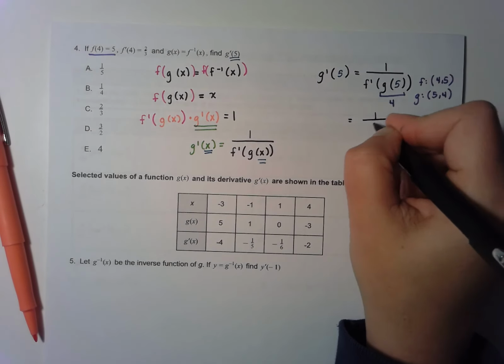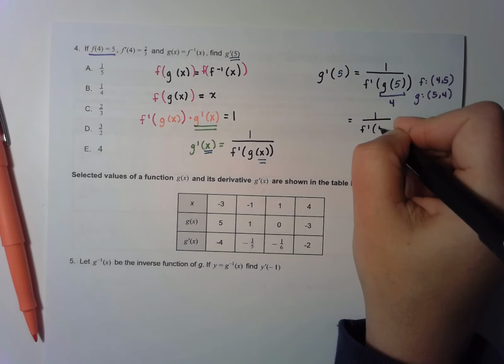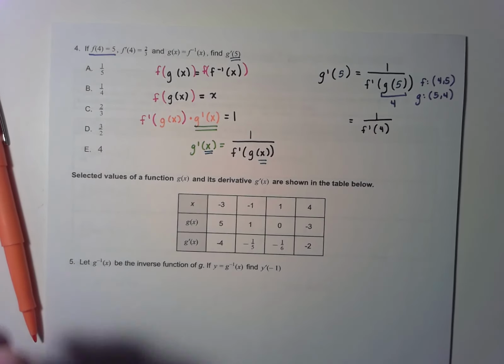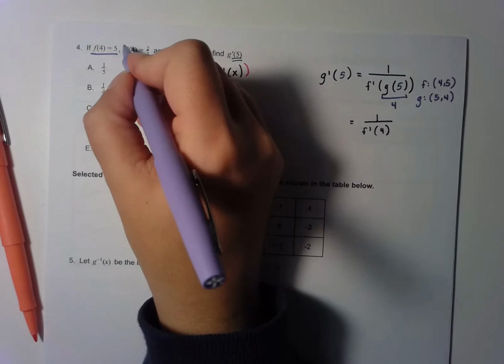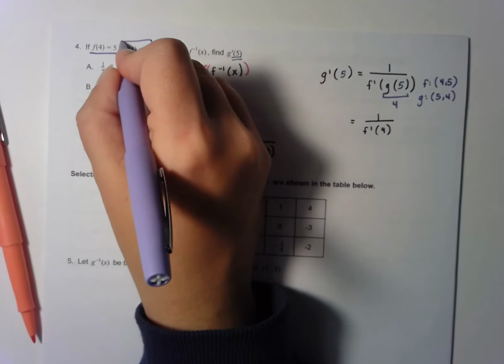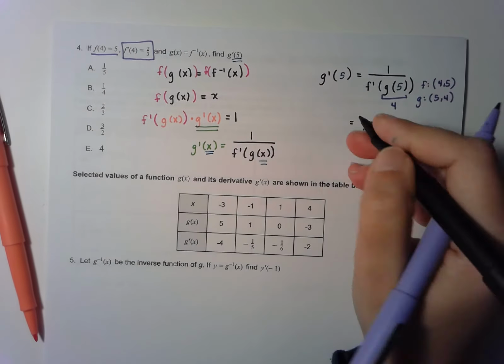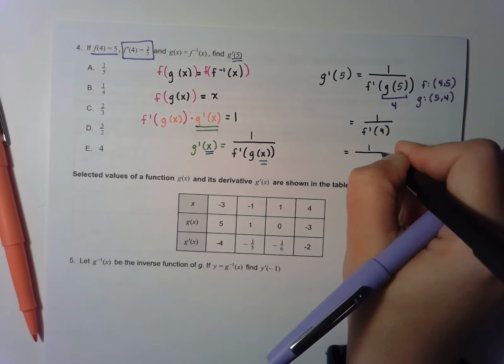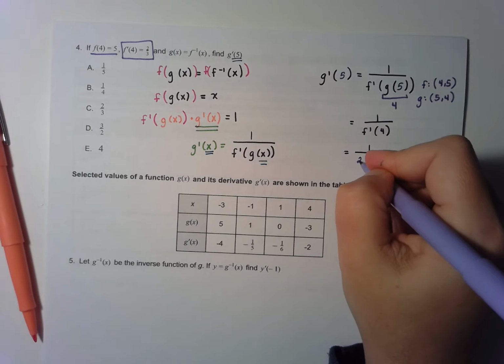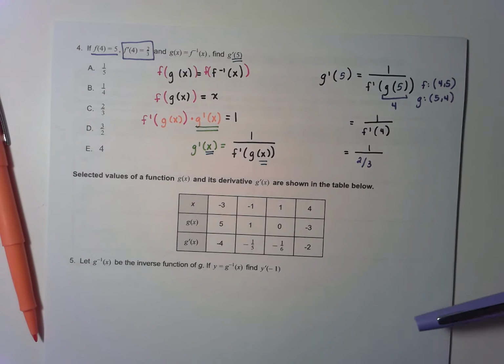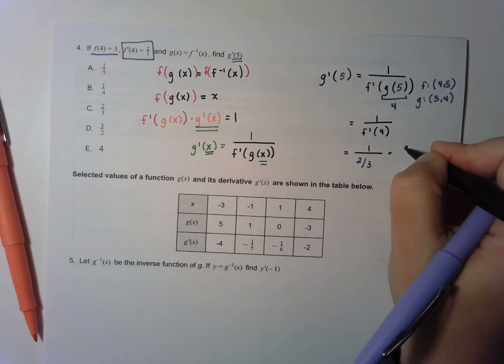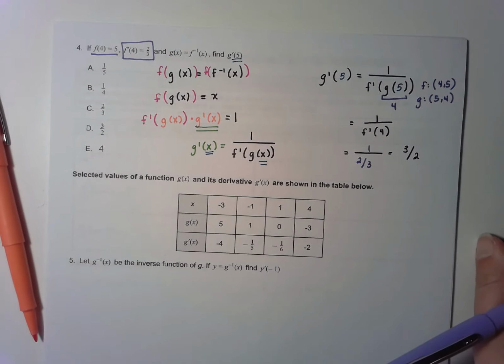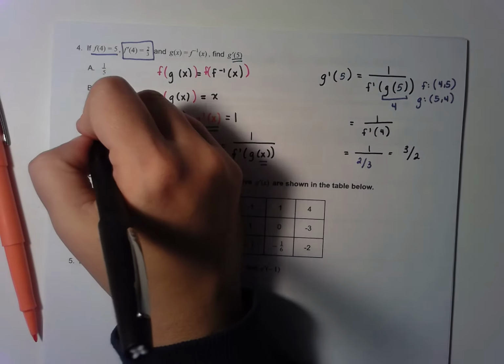which means now I have 1 over f prime of 4. And I know f prime of 4 because, again, it's in the instructions. F prime of 4 is 2/3. So I have 1 over 2/3, which if you multiply by the reciprocal would just be 3 over 2. So my final answer here would be answer choice D.